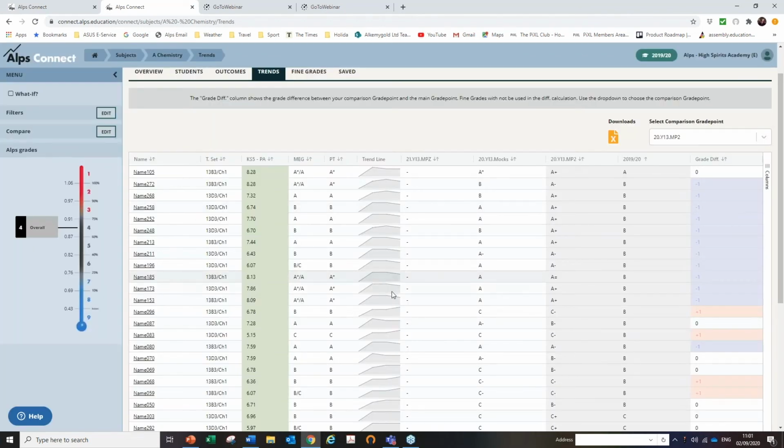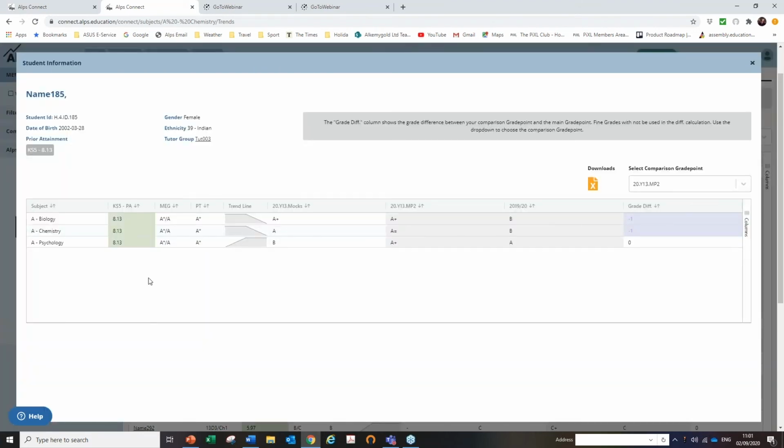And just to do another one again, just to give you a sense of it. There's another person, slightly unluckier here, because they've gone down a grade from the MP2 in both biology and chemistry and achieved the same grade in psychology. But we think that these are very, very strong additions to Connect Interactive for your in-year tracking and will be really useful to you in the year ahead, as well as for analysis.